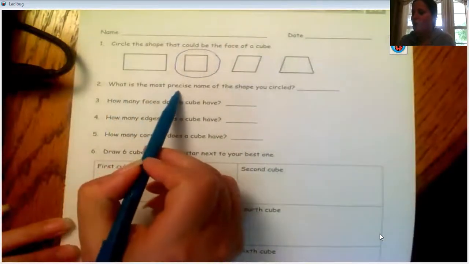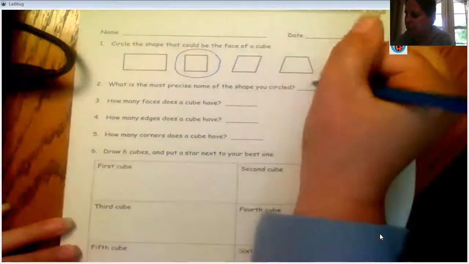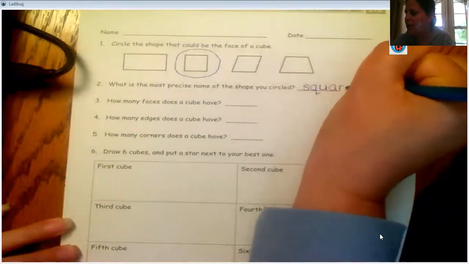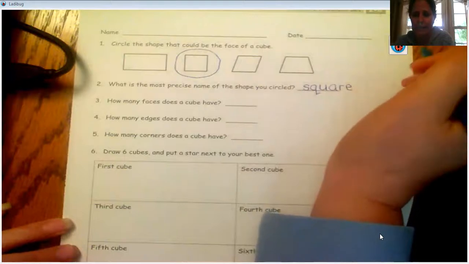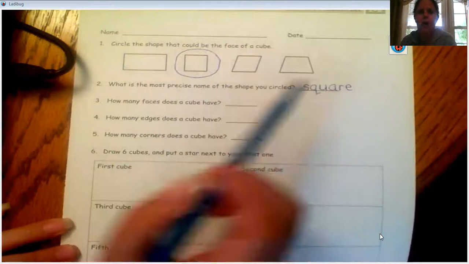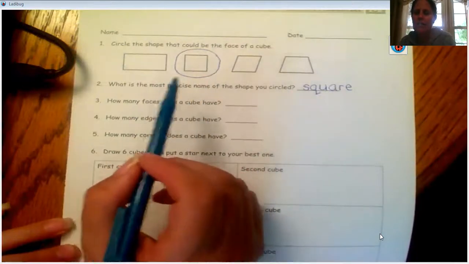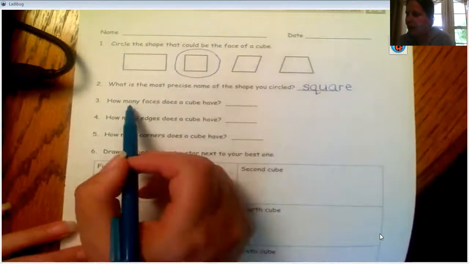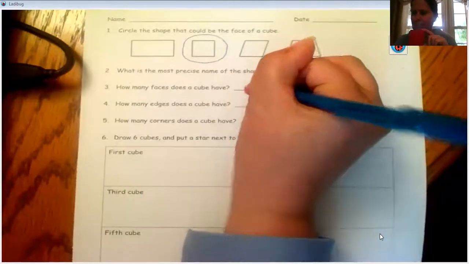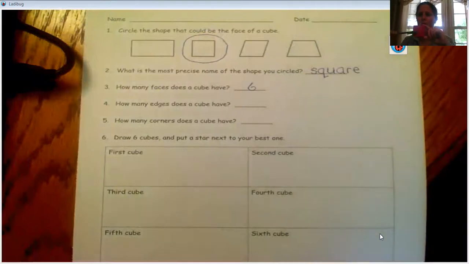What is the most precise name of the shape you circled? That is a square. And they say precise because we know that squares are actually a type of rectangle, but the most exact name is a square because it's a rectangle that has 4 equal sides. How many faces does a cube have? So remember, the faces are the flat sides that we can trace. And we said it had a total of 6, the top, bottom, front, back, and 2 sides.